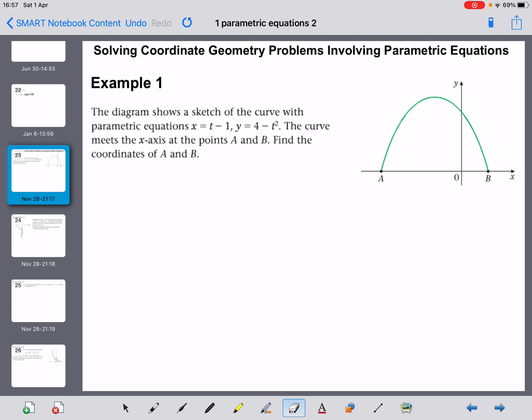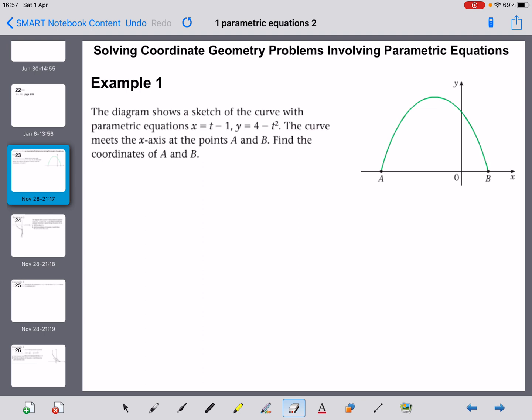Remember, when you've got a pair of parametric equations, the parameter, whether it's t or theta, you can think of as a sort of go-between between the x and y coordinate. So if you know the value of the parameter, then you can use that to work out the x or the y value by substituting it into the relevant equation. If you know the x coordinate, then you can use that to get t, which you can then use to get y, and vice versa.